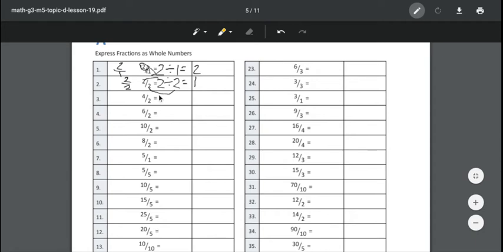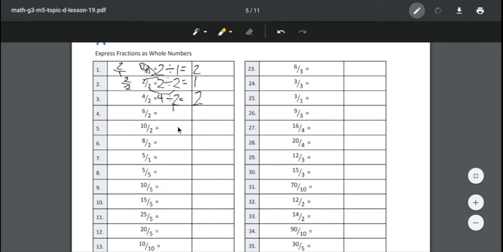So the next one is 4, because we have the numerator, divided by the denominator, which is 2. If you had 4 pieces of candy and 2 people, we could skip count by 2 until you get to 4. How many hops is that? 2, 4. It's 2 hops. So 4 divided by 2 is 2.